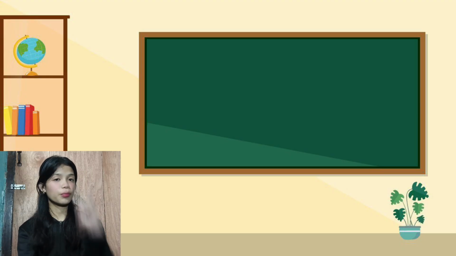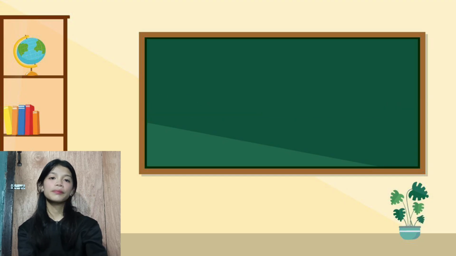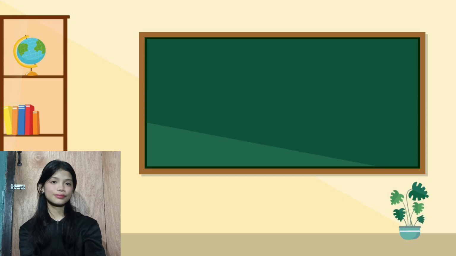We have number 1, face-to-face learning. This is the traditional setup where teachers and students interact in person. It allows real-time discussions, hands-on activities, and building relationships. Number 2, blended learning, a combination of face-to-face and online learning. It gives flexibility and lets students learn at their own pace with teacher support.